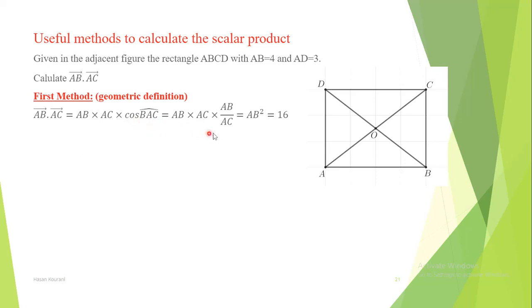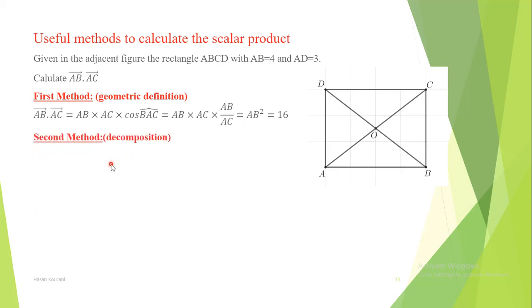one of the trigonometric ratios, which is cosine BAC. Cosine of an angle equals adjacent over what? Over hypotenuse. Cosine of this angle will be the adjacent side, which is AB, over what? AC, which is the hypotenuse. By this way, we calculate the geometric angle. We can cancel AC and AC, and we get AB square equals 16. Although we don't have the geometric angle, we can do it this way. Okay, this is the first method.